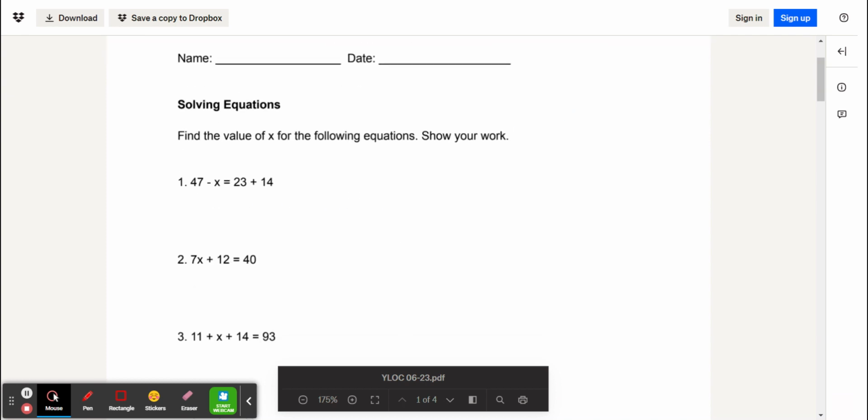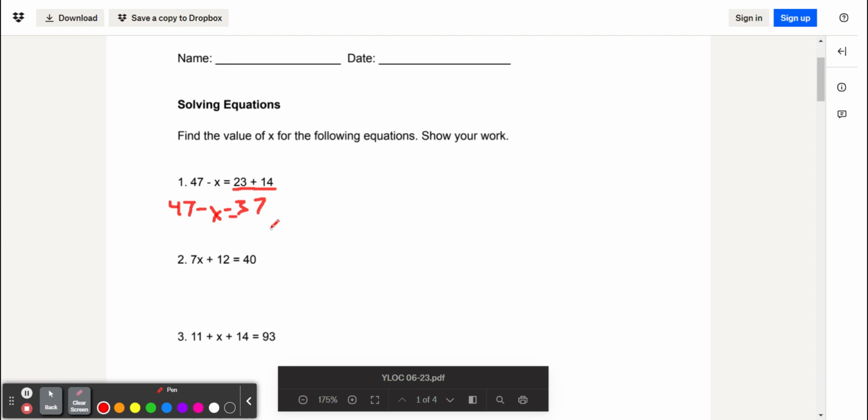So for our first problem, we have 47 minus x equals 23 plus 14. In this problem, we want to find the value of x, and first we'll do that by simplifying 23 and 14, which add up to 37. So 47 minus x is equal to 37.